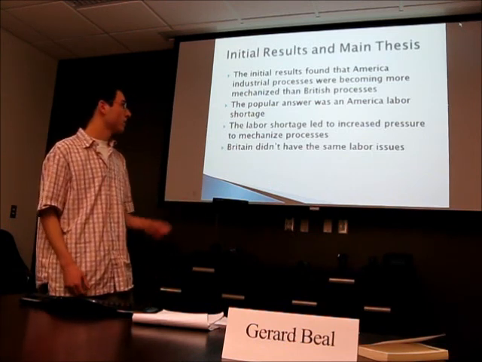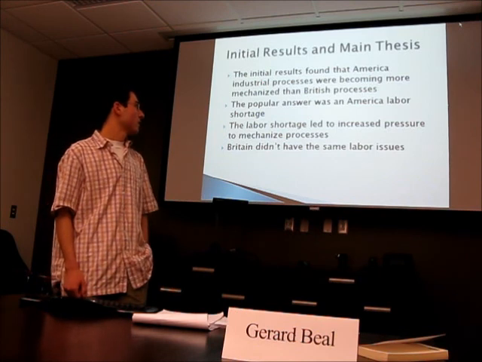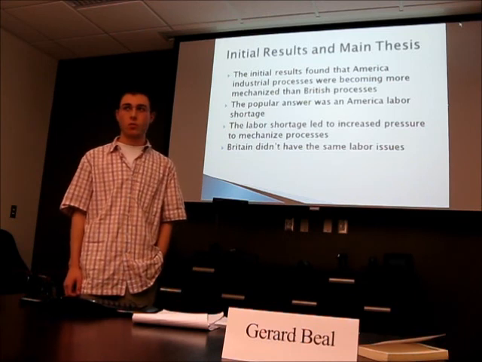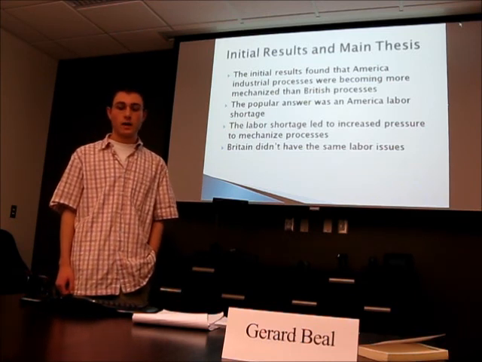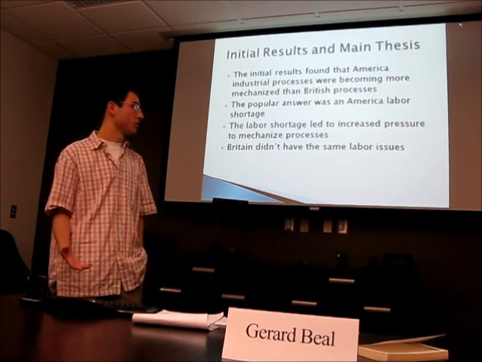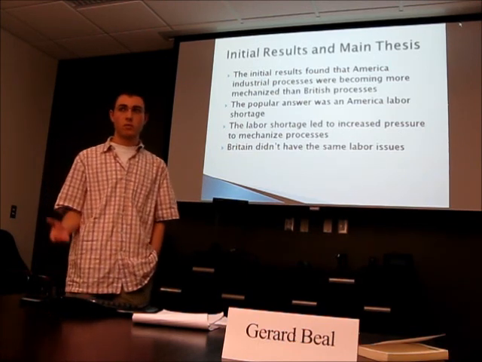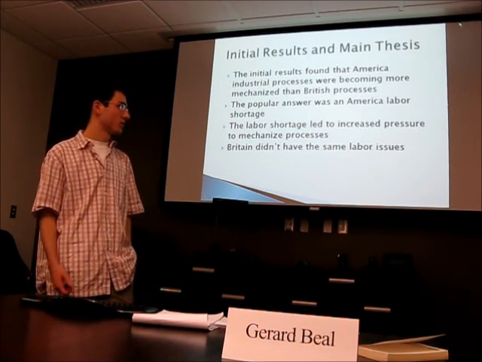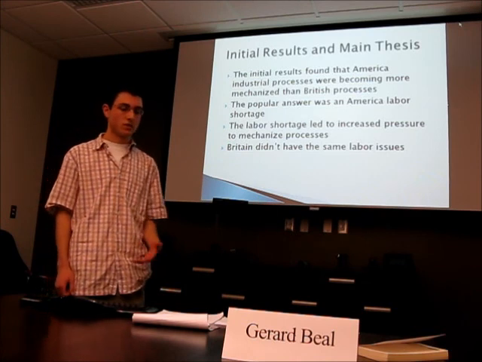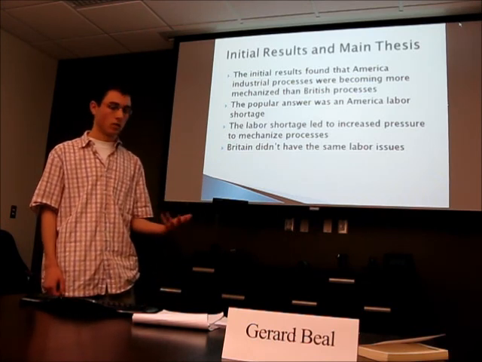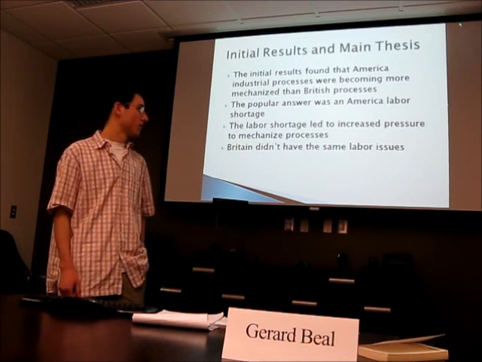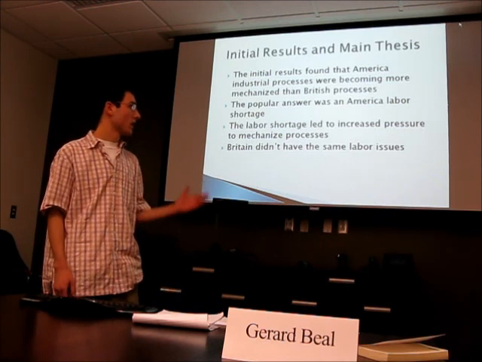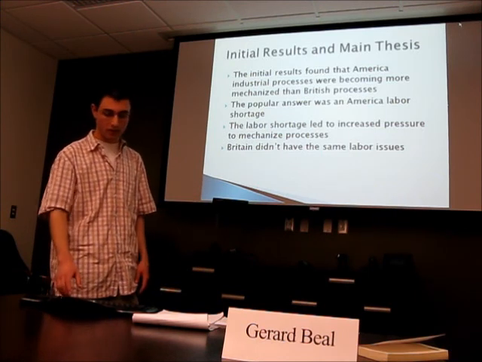What initially he found was that American industrial processes were becoming mechanized at a much faster rate than their British counterparts, and this was kind of surprising because Britain was the home of the Industrial Revolution. And the popular answer from most historians who didn't have an economics background was that America was suffering from a labor shortage at that time, and that forced business owners to look toward machines to replace that labor. Britain didn't really have the same labor issues and didn't really mechanize quite as fast. This was kind of his main thesis, and he spent the rest of his book critically evaluating it.